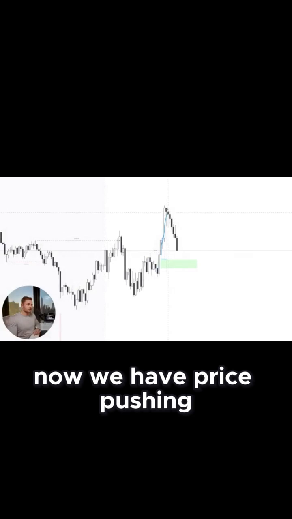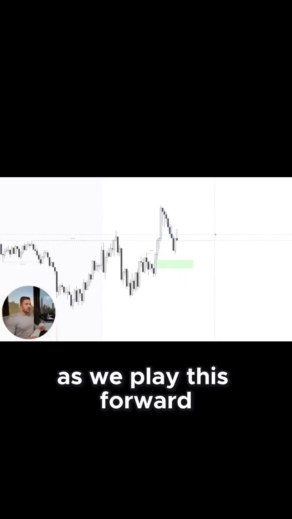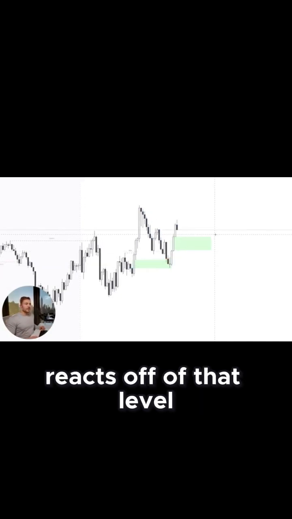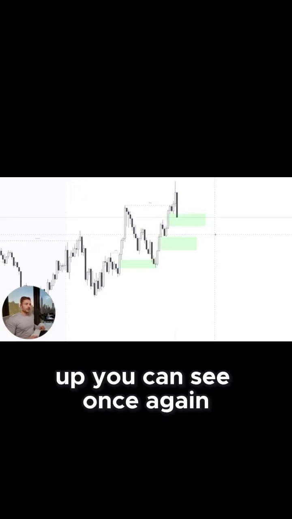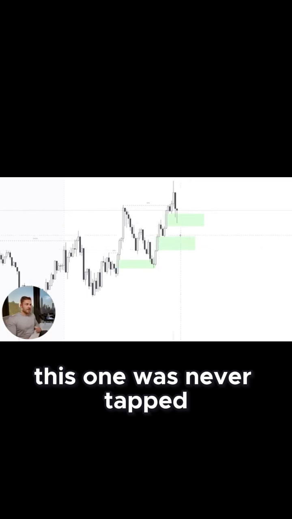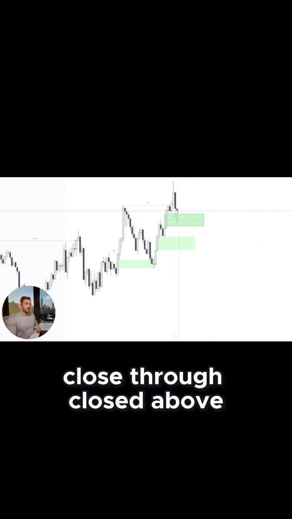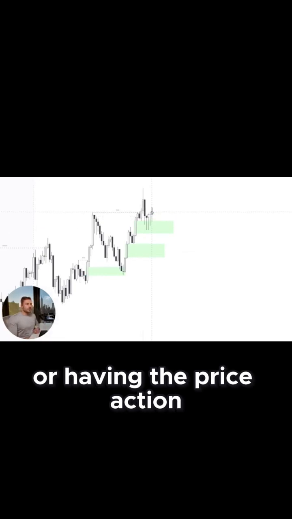Now we have price pushing all the way up and eventually having a corrective move down. And so you can see as we play this forward, price comes back down to fill that imbalance, reacts off of that level, and then has a continuation up higher. You can see once again, this one was never tapped back into. And you'll see this fair value gap as well was pushed into, didn't make a close through, closed above before having the price action move up.